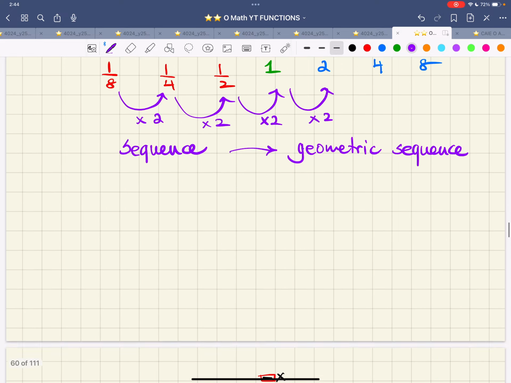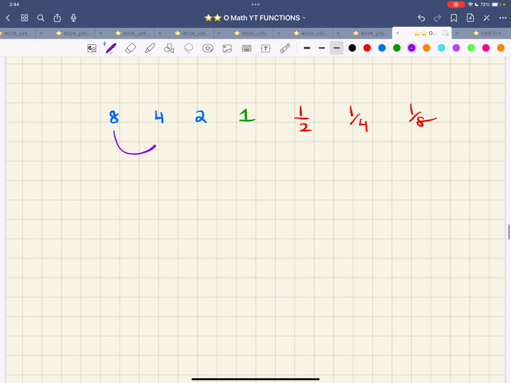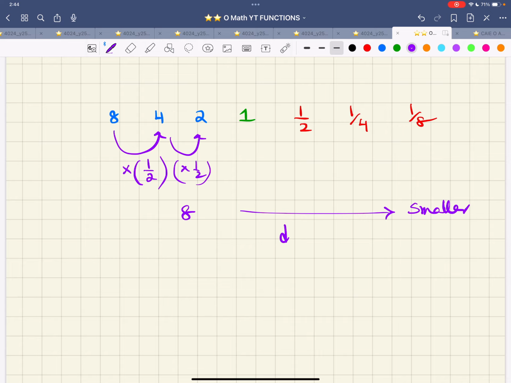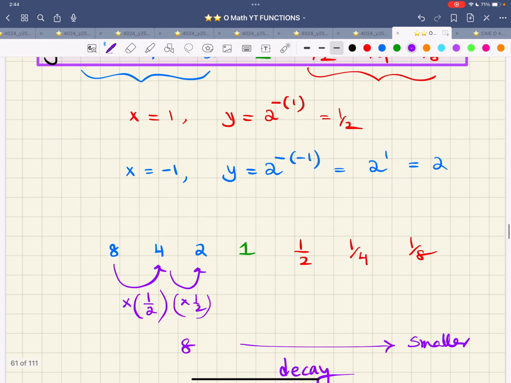Over here, it's the opposite. Over here, yes, I use the word multiplication, and yes, it's multiplication by half. Over there, it was multiplication by 2. Over here, it's multiplication by half. So multiplication by half, and so on. Therefore, 8 is becoming smaller. Therefore, it's a scenario of decay.